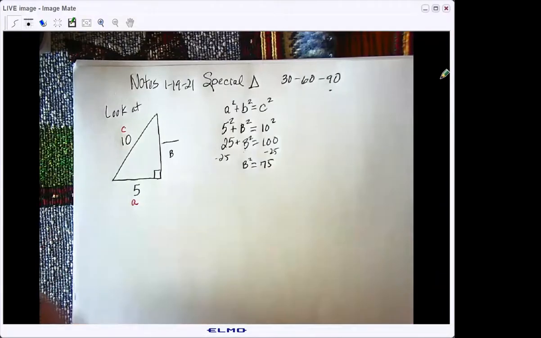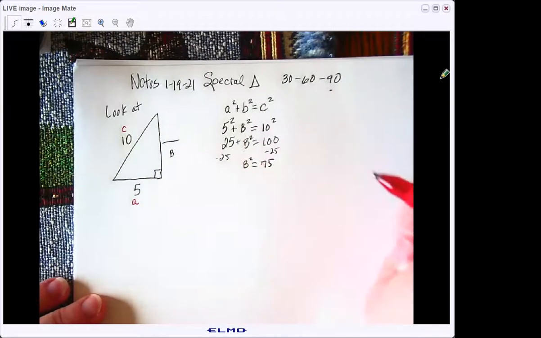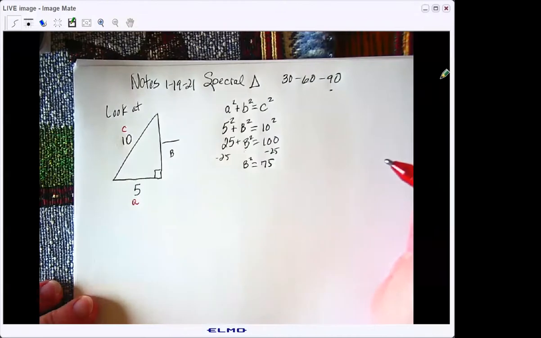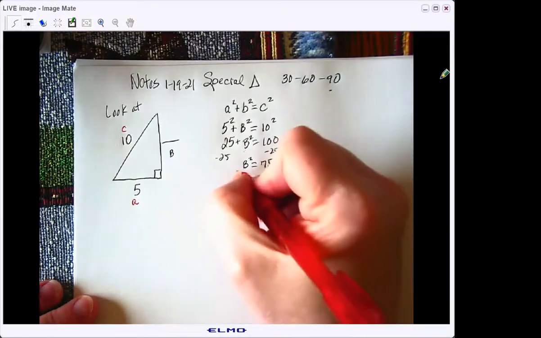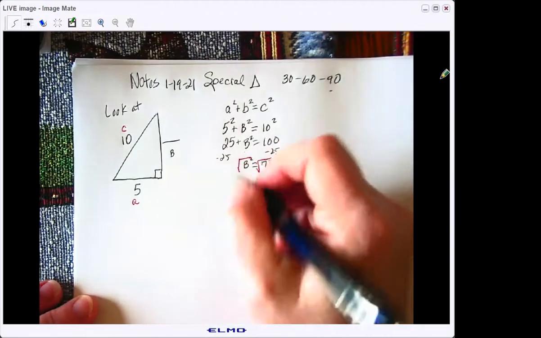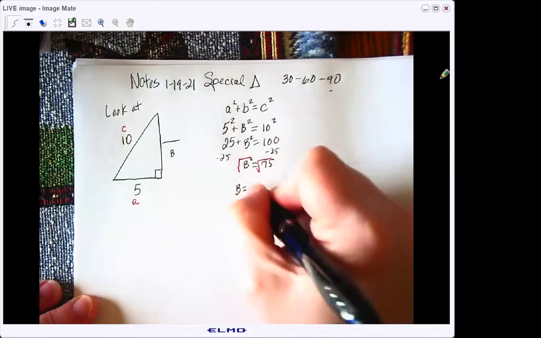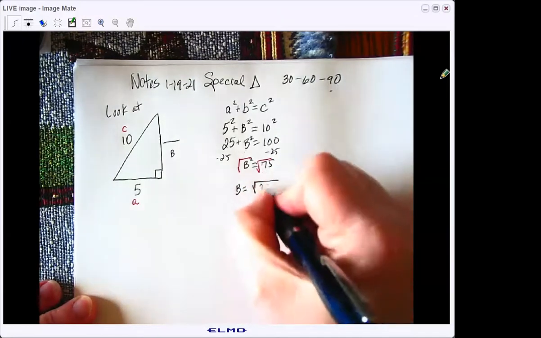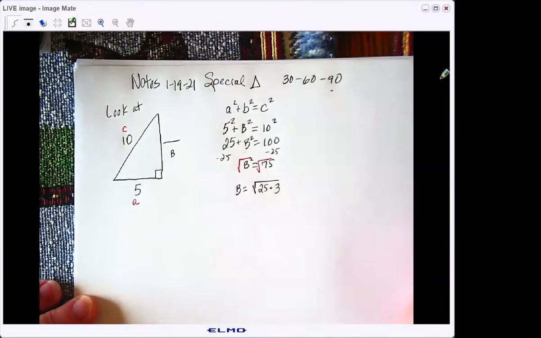And then to solve, how do we undo a square? Don't you turn it into a square root? I take a square root of both sides. Okay, so the square and the square, they cancel, leave me b. And I can break it down 25 times 3.